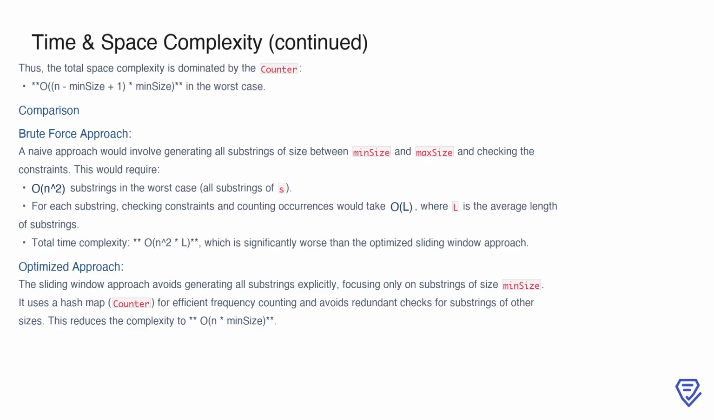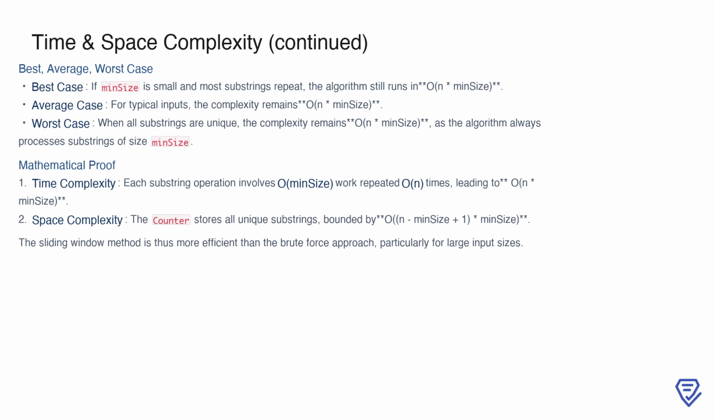In contrast, the sliding window method focuses only on substrings of size min size, uses a hash map for efficient frequency counting, and avoids redundant operations. This reduces the complexity to O(n * min size), making it far more efficient. The sliding window approach consistently performs within the same time complexity bounds, regardless of the input. In the best-case scenario, when min size is small and most substrings are repeated, the algorithm still runs in O(n * min size) time. For average inputs, the runtime remains O(n * min size) as well.